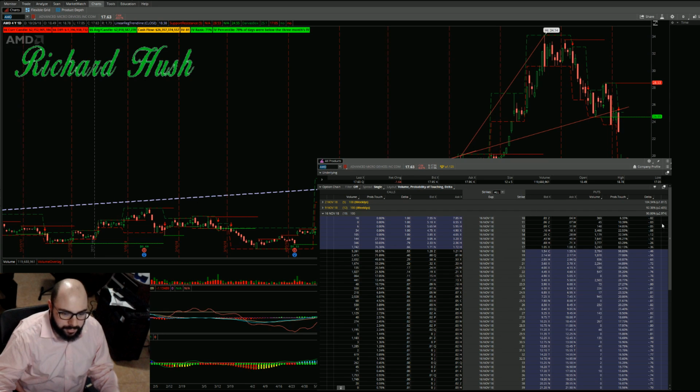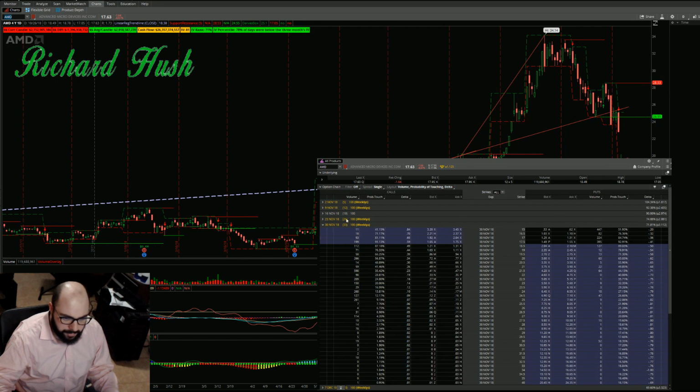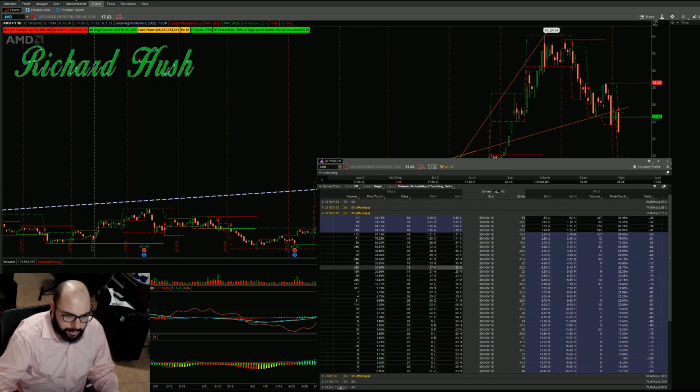Let me just make sure I get this completely correct here because it is Sunday and it's been a long day. So yeah, I don't have theta listed here on the contracts in TOS. I generally trade with IB, so I have a bit of a different setup.